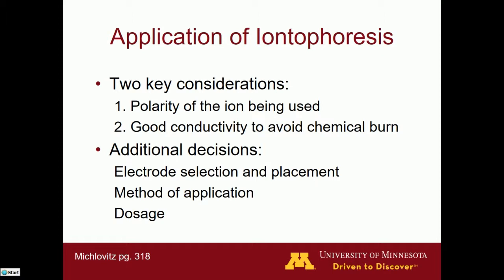So let's get to the application. This is your decision-making process, and here's what you need to consider. The two key areas are the polarity of the medication you're going to use and the best way to get good conductivity. Additional decisions include what type of electrode you're going to use, how you're going to place the electrodes, the method of application or the way you are going to deliver the current, and the dosage you will use. And we're going to talk about each one of these.